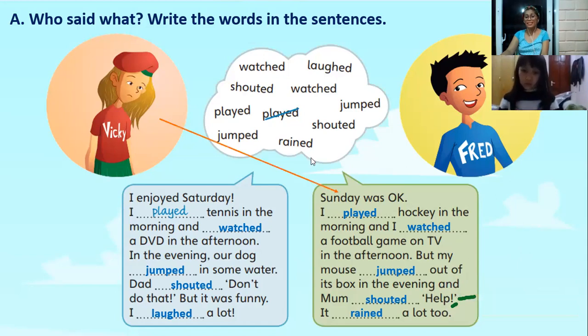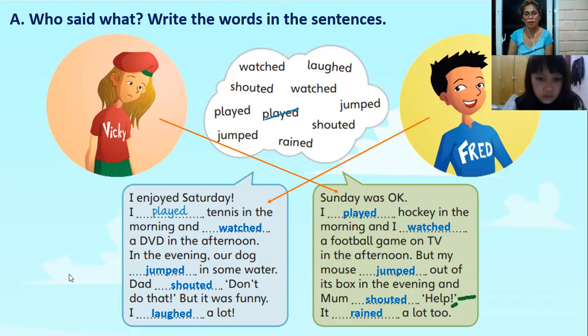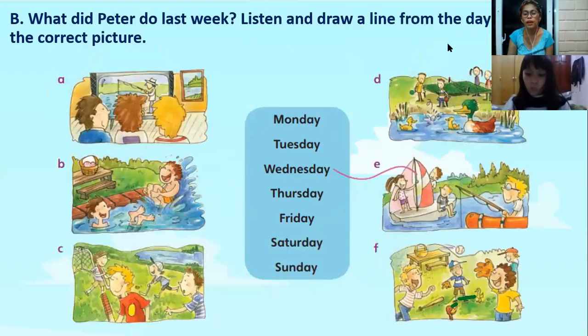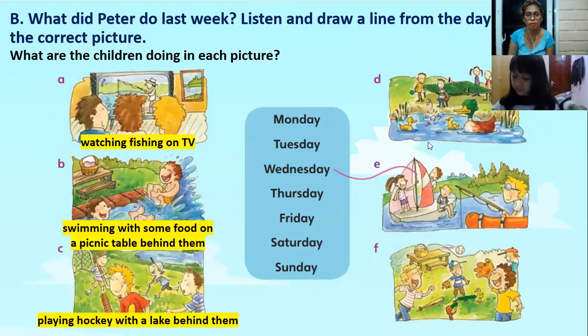Now, this is Vicky and this is Fred. Vicky was playing hockey in the morning and football in the afternoon. But Fred, he's playing tennis in the morning and watching a DVD in the afternoon. Do you understand? Okay. Now, look at this one, Amy. What did Peter do last week? Listen and draw the line.